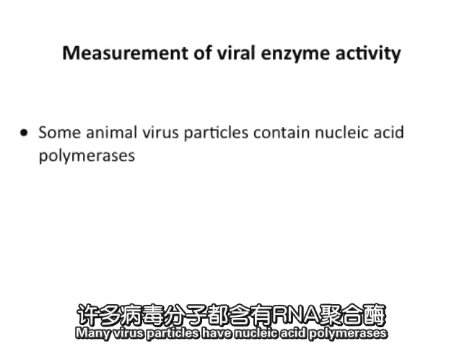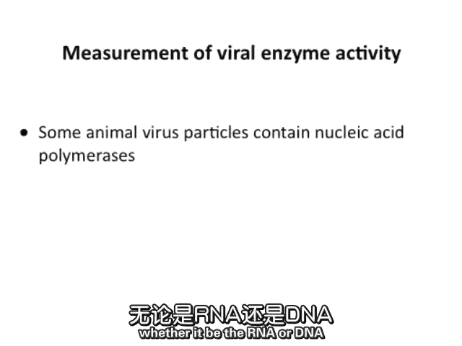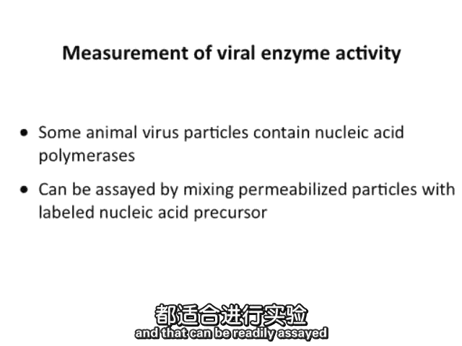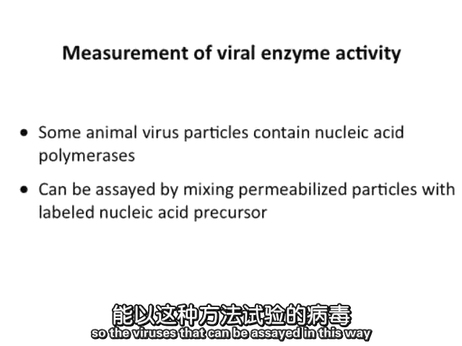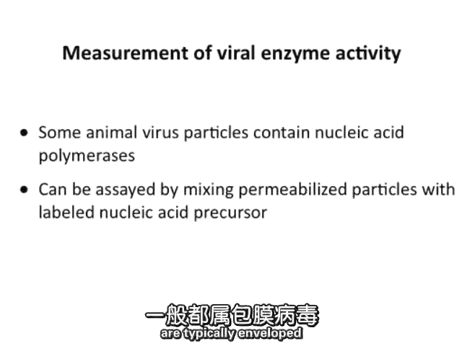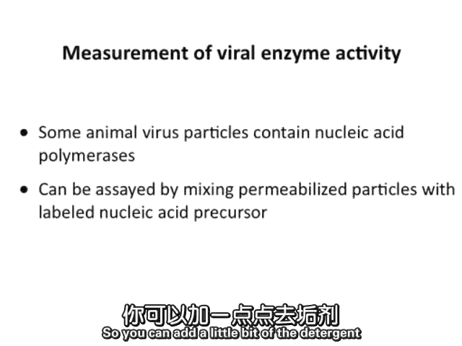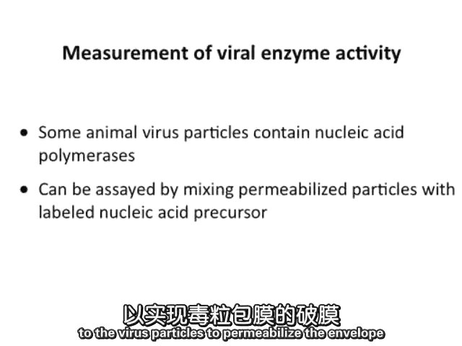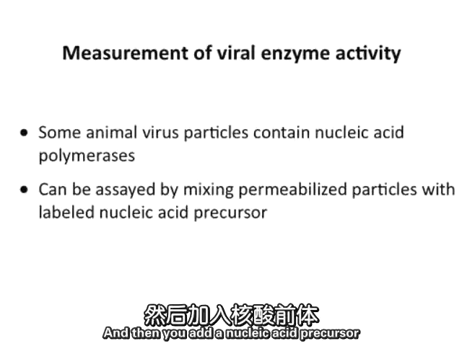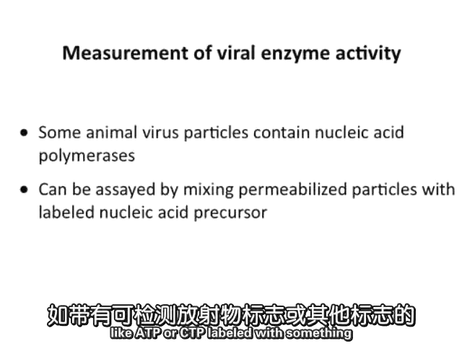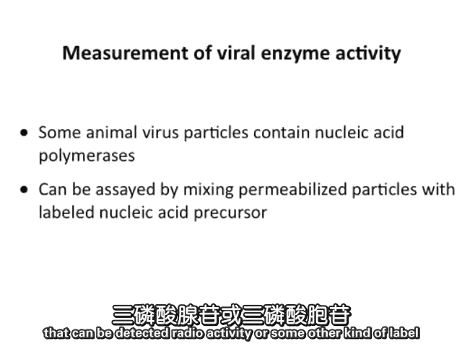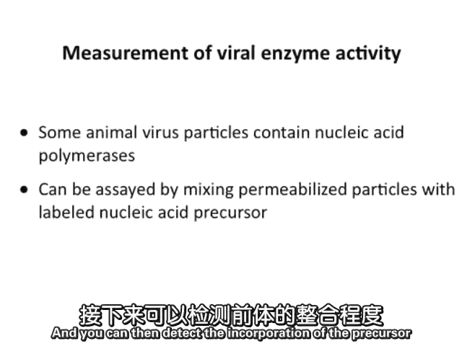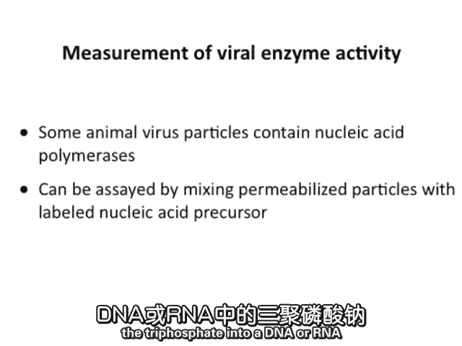Many virus particles have nucleic acid polymerase to replicate their genome, whether it be RNA or DNA, and that can be readily assayed. So the viruses that can be assayed in this way are typically enveloped. So you can add a little bit of detergent to the virus particles to permeabilize the envelope, and then you add a nucleic acid precursor like ATP or CTP labeled with something that can be detected, radioactivity or some other kind of label. And you can then detect the incorporation of the precursor, the triphosphate, into DNA or RNA.